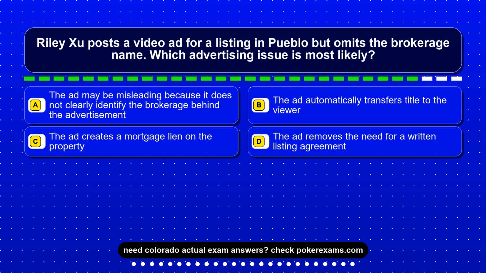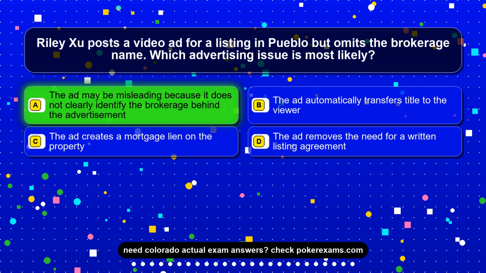Question 10. Riley Sue posts a video ad for a listing in Pueblo but omits the brokerage name. Which advertising issue is most likely? Option A. The ad may be misleading because it does not clearly identify the brokerage behind the advertisement. Option B. The ad automatically transfers title to the viewer. Option C. The ad creates a mortgage lien on the property. Option D. The ad removes the need for a written listing agreement.